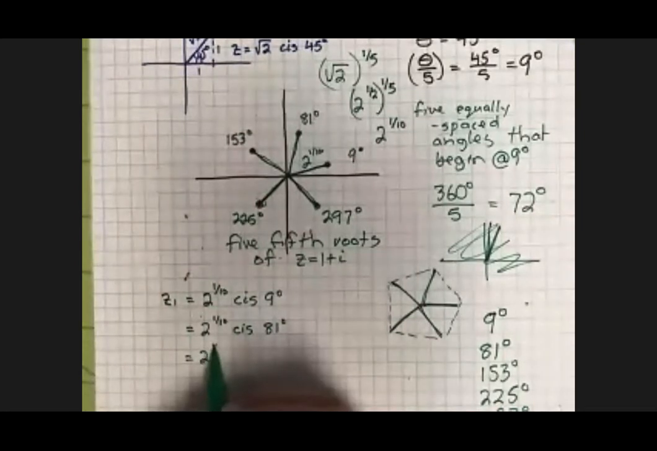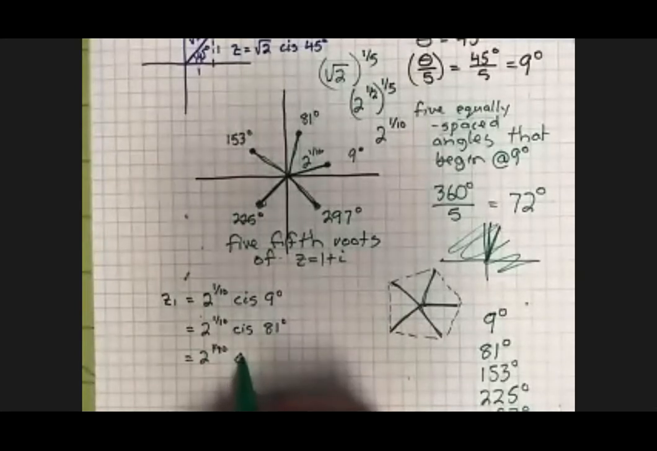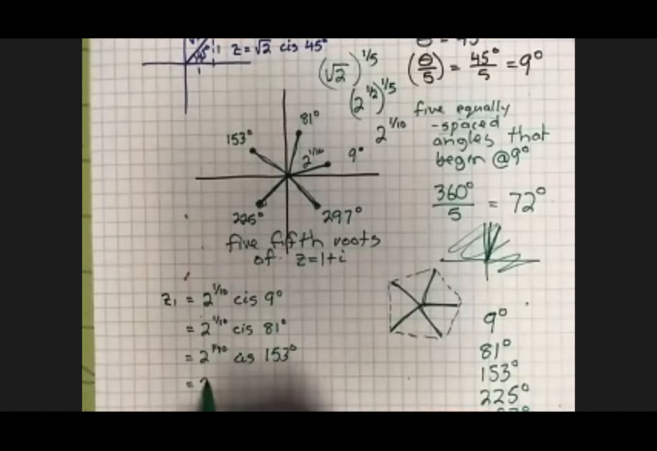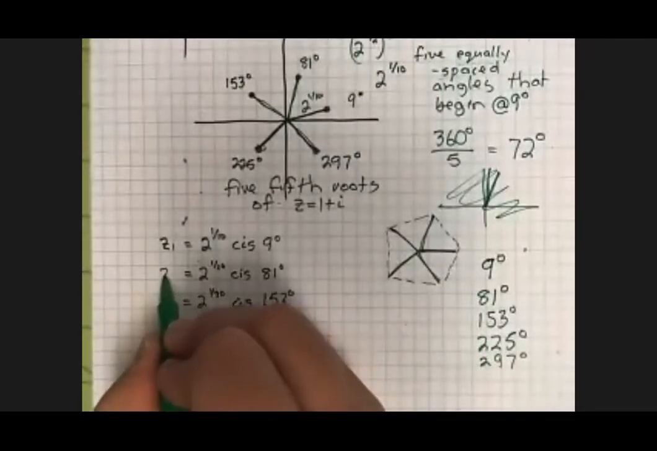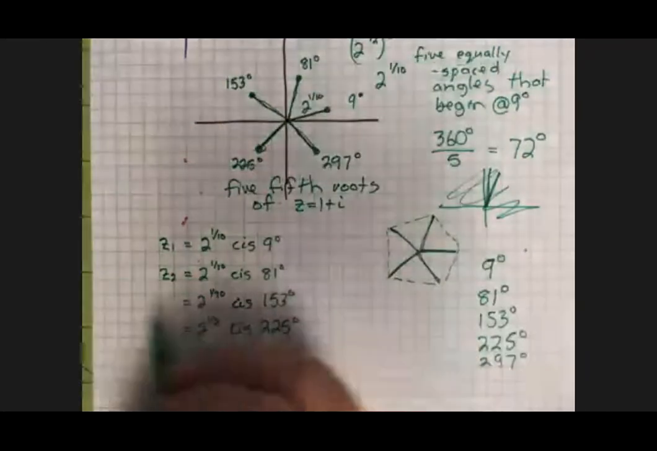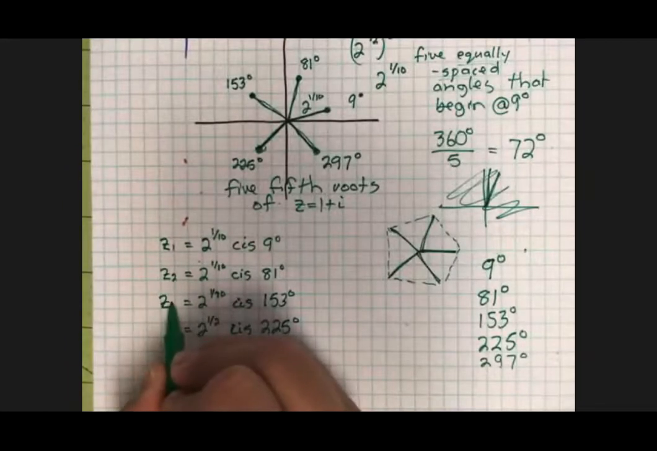Then the 10th root of 2 cis 153 degrees, then the 10th root of 2 cis 225 degrees, and the 10th root of 2 cis 297 degrees. These 5 numbers will all give me 1 plus i if I raise them to the 5th power.